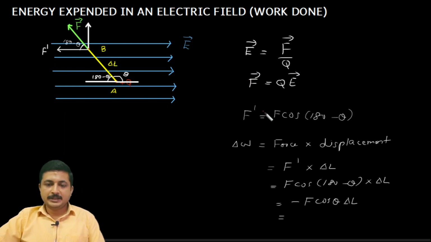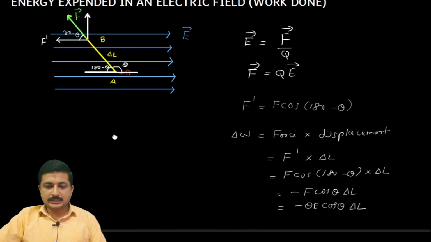Now see here, this F represents the magnitude of this force, right? This F is from the triangle. So this is the hypotenuse of the triangle and this is the magnitude of the force. So this F represents the magnitude of force, and here you see I have an expression for F vector. F vector is QE vector. So I can write the magnitude of F as Q into E. So substituting that, I get delta W as minus QE cos theta delta L. So this is my delta W.